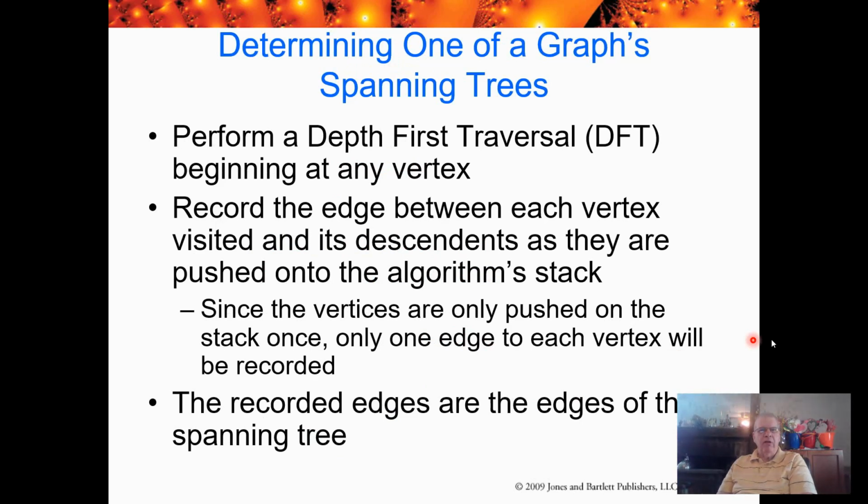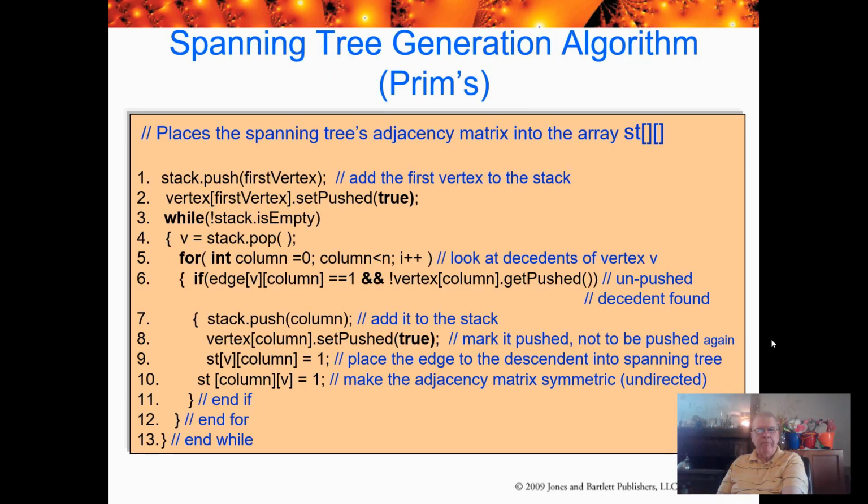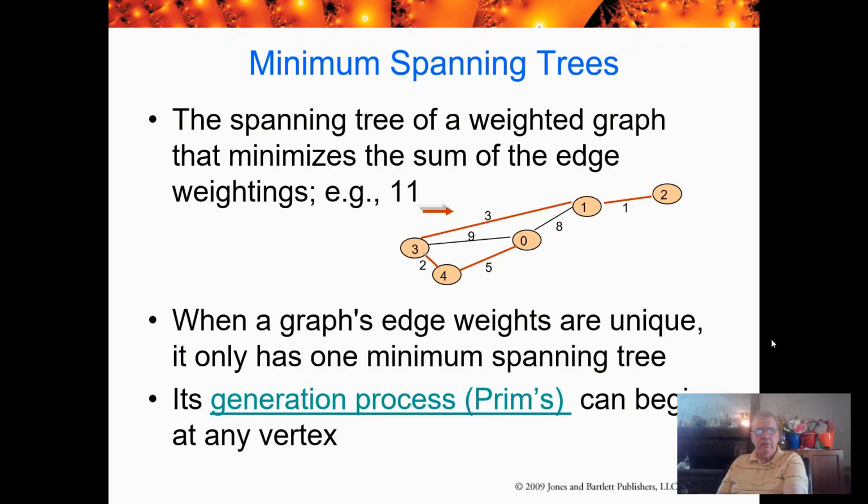So how do you determine a graph spanning tree? Well, you perform a depth first traversal beginning at any vertex, record the edge, and push it onto the stack. Since the vertices are pushed on the stack only once, only one edge to each vertex will be recorded. And so the recorded edges are edges of the spanning tree. So here's Prim's algorithm, and we'll go through a graph in a minute, which will make it very clear to you. Here's the code for Prim's algorithm.